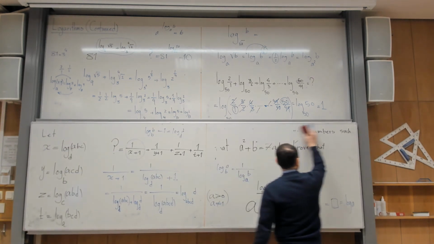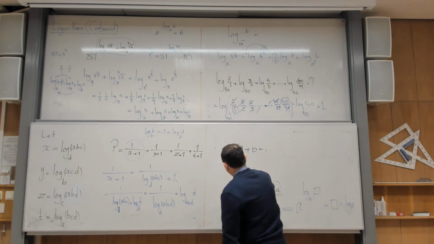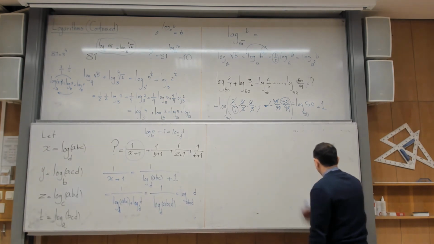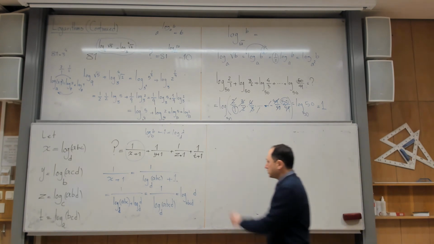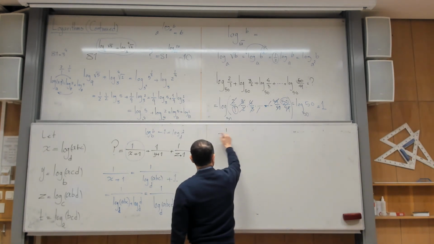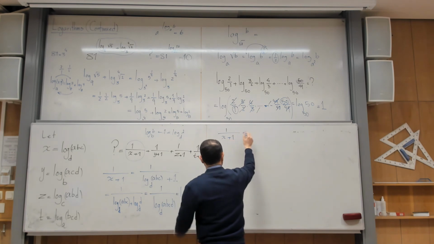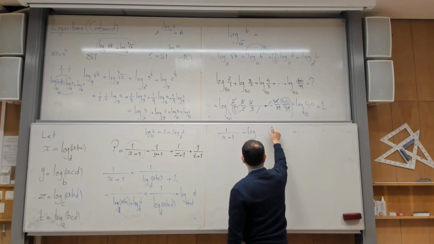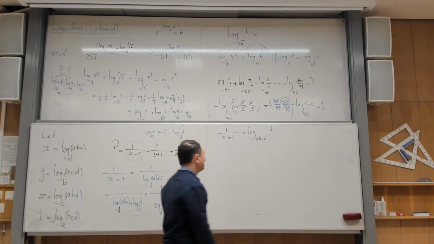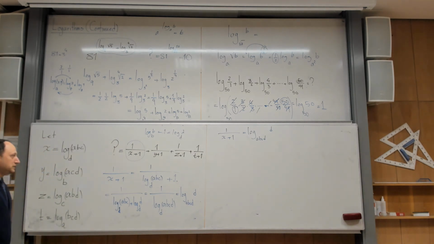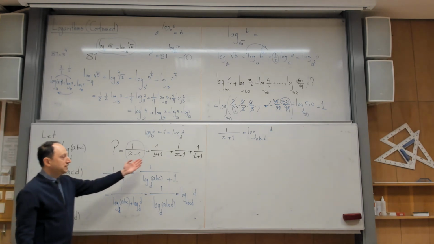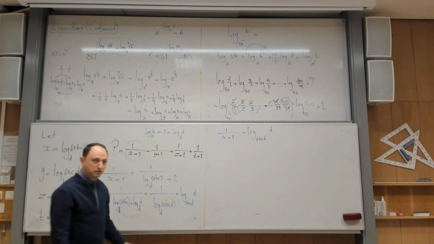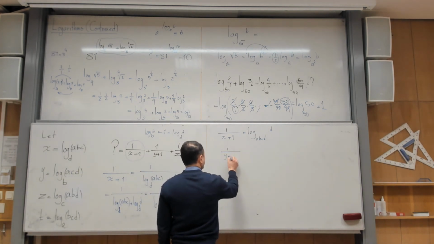Now I want to ask you again, okay? So what I did, I was able to take 1 over x plus 1. I realized that this can be written as log of D. The base is A, B, C, D. Yes or no? But now, do you see what is happening? You can do the same thing with the next one, 1 over y plus 1. But don't do the calculation, just try to guess.